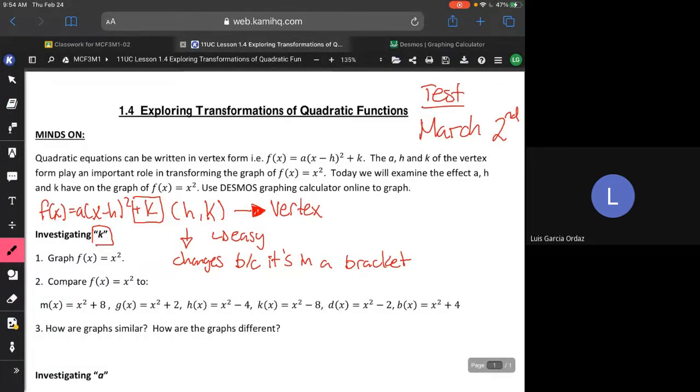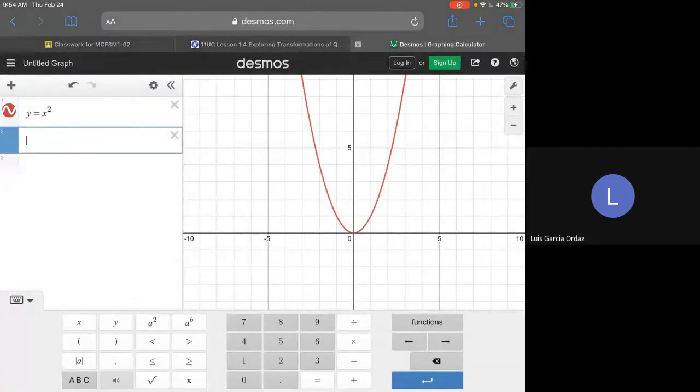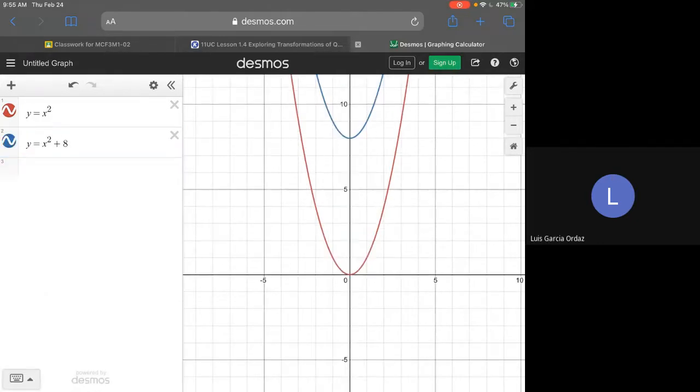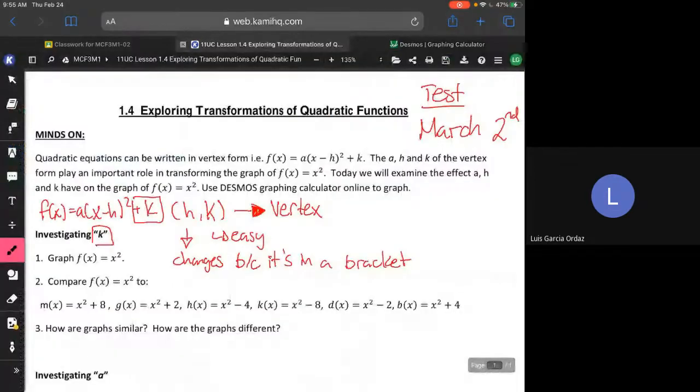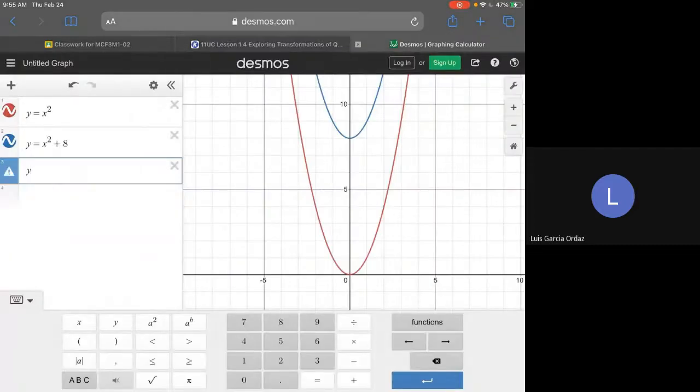Now, the first equation that we're going to look at is x squared plus 8. So when I type in the other equation, y equals x squared plus 8, what do you guys think is going to happen to that graph? Is it going to start at the same place or is it going to move somewhere? Which way? Up, down, left, right, diagonal? It actually moves up. Okay? Yeah, I heard someone say up. Now, let's say we take x squared minus 4, is that going to move up or down?